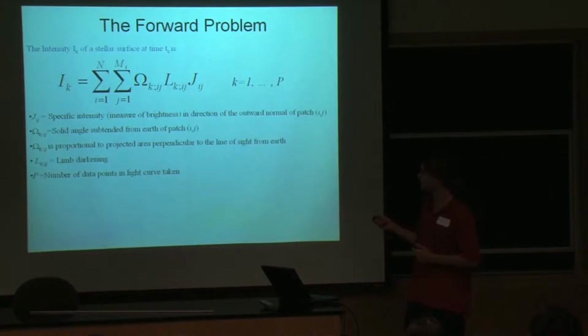So if we know all of these, we know all the patches, so the intensity at some observation time k is summed up over all the patches, the product of the intensity of the patch, the area it projects, and the limb darkening, which corrects for what I just mentioned.